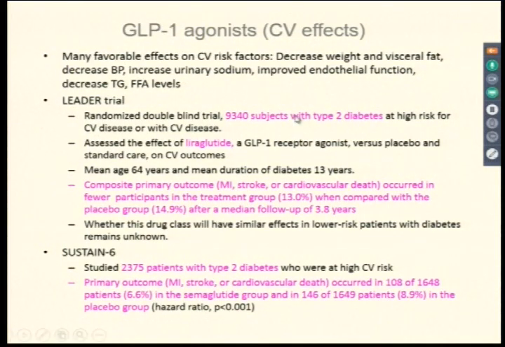Do they help the cardiovascular system? Well, there's evidence that they do. There are two major trials, the LEADER trial and the SUSTAIN trial. First, they have favorable effects: decreased weight, fat, and blood pressure, increased urine sodium output, so you're decreasing salt retention, improved endothelial function, and improved lipids.